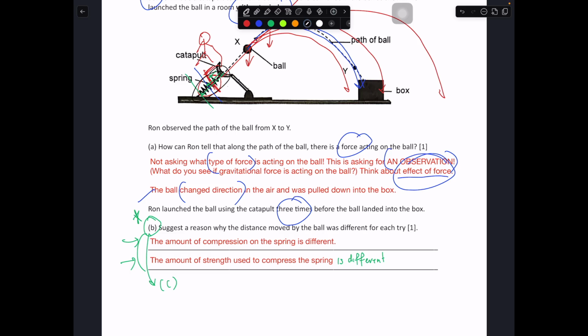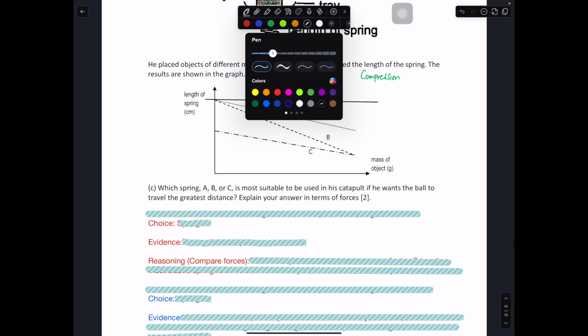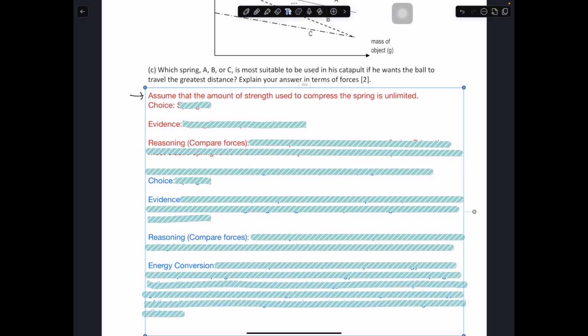So in this case, if you want the ball to go as far as possible, you compress the spring all the way to the maximum. And assuming that this guy has no limit on his strength, he would choose the stiffest spring. But if we make the first assumption that the amount of strength used to compress the spring is limited, this should be limited.